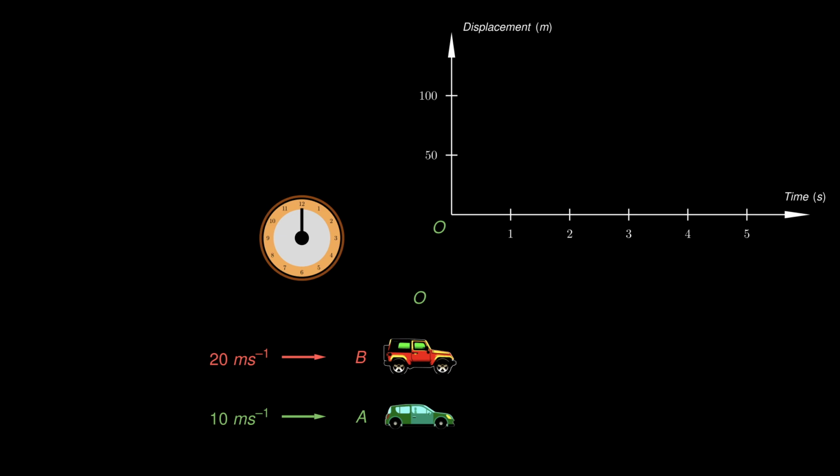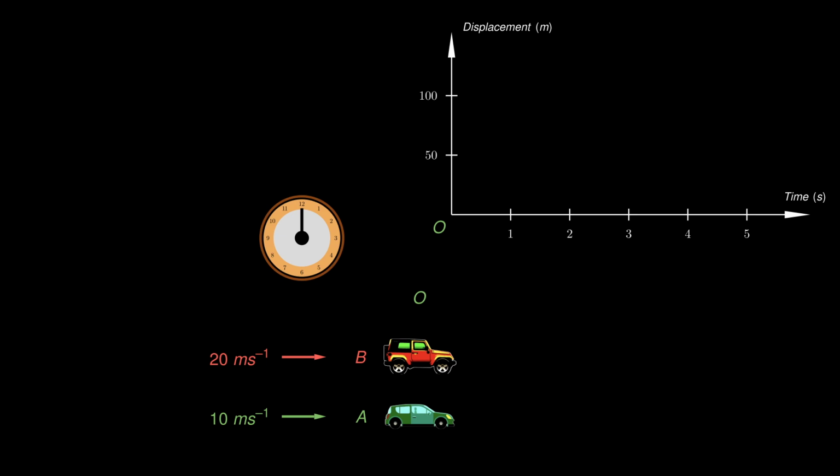Choosing a different reference point could complicate our calculations unnecessarily, so it's crucial to place the reference point thoughtfully to simplify the process. In this case, point O serves as an ideal reference, helping us to keep our calculations clear and manageable as we analyze the motion of both vehicles.